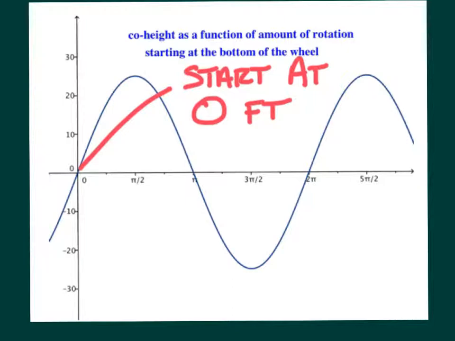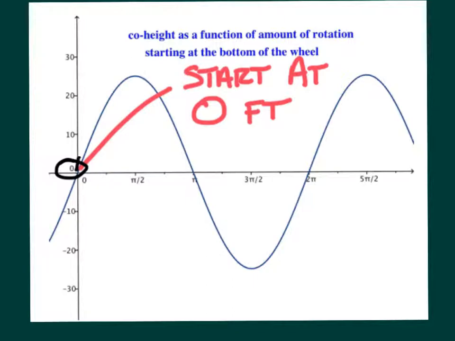But now we know that we're starting at the bottom of the Ferris wheel. So finally, we have to adjust the co-height function. If it starts at the bottom of the Ferris wheel, you're on the y-axis, so it's got to be 0. And then when you rotate counterclockwise, it's like you're going backwards. Your back is to the movement, the direction that you're going.